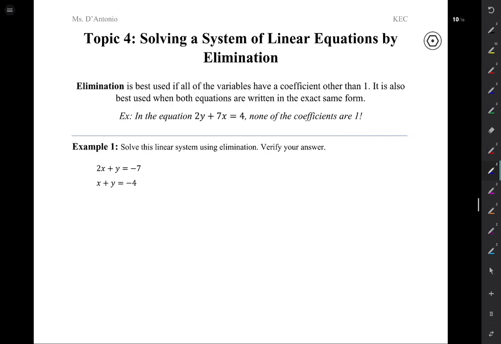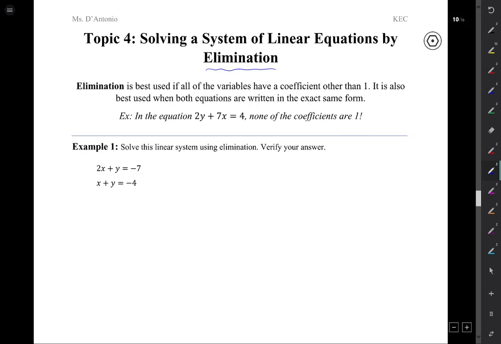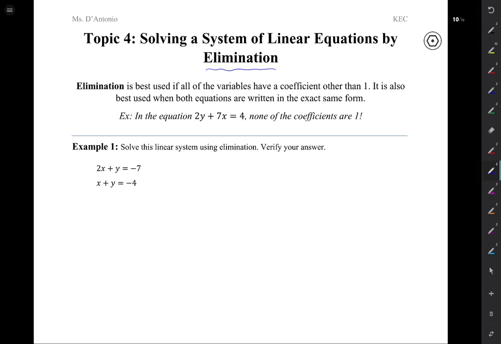The third and final method of solving a system of equations is using elimination. So elimination is best used if all of the variables have a coefficient other than 1. It is also best used when both equations are written in the exact same form. So I'll explain what that means in a second.